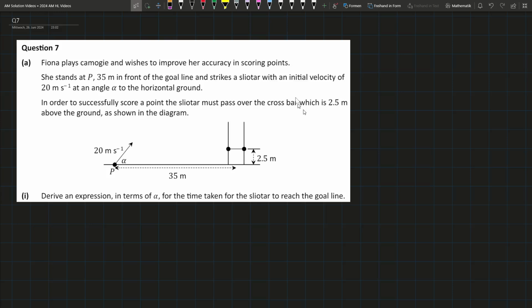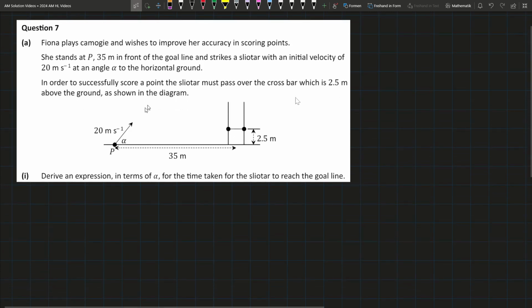Question 7 is a standard projectiles question. So there's this person playing Camogie. They're 35 meters away from the goal line, and initial velocity is 20, angle is alpha. This goal is 2.5 meters above the ground, and we're asked to derive an expression in terms of alpha for the time taken to reach the goal line.